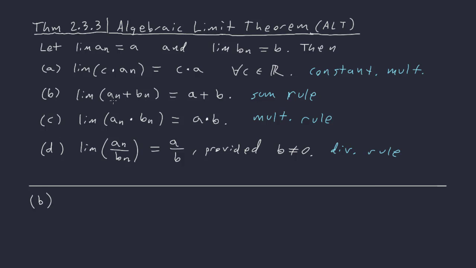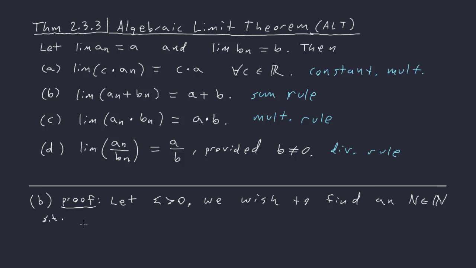Okay. Now part B, for the proof, we're going to let epsilon be greater than 0, of course. And we want to find, so I'll just say we wish to find an N in the naturals such that the absolute value of an plus bn minus (a plus b) is less than epsilon for all n greater than or equal to this capital N.